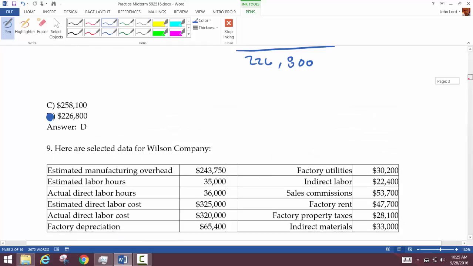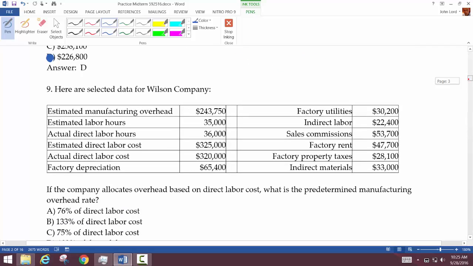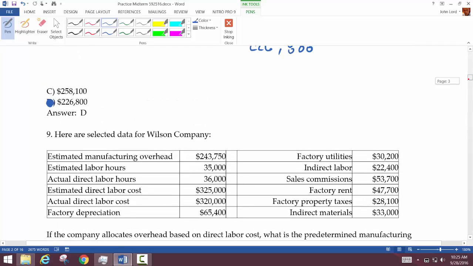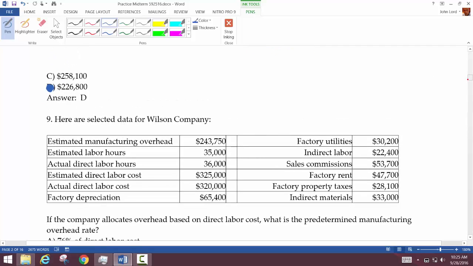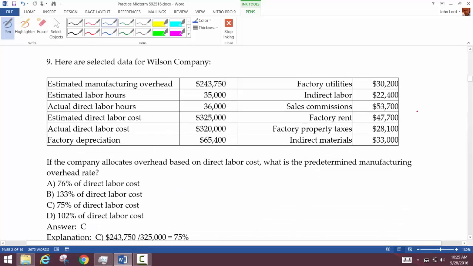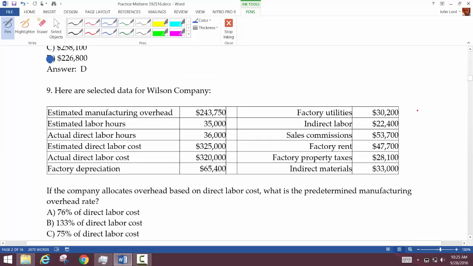I'm going to hide the answer a little bit just so it doesn't ruin the fun for you. Okay, so go ahead and take a look at this one now. And now we're looking for what? The predetermined manufacturing overhead rate? Yep. Okay, so set that up for me. What's the formula for that?